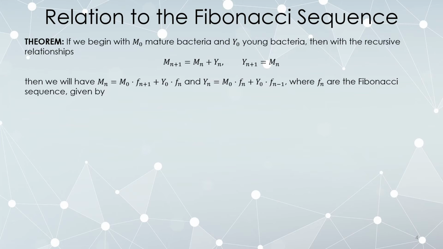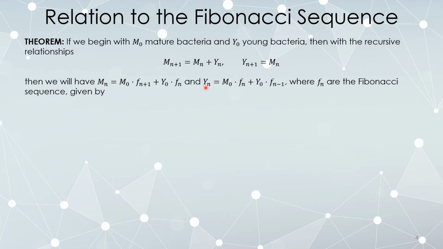Then here is the result. At the end of n days, we will have however many mature bacteria we started with times the n plus first Fibonacci number, but also however many young bacteria we started with times the nth Fibonacci number. This sum will give us the number of mature bacteria we have after n days.